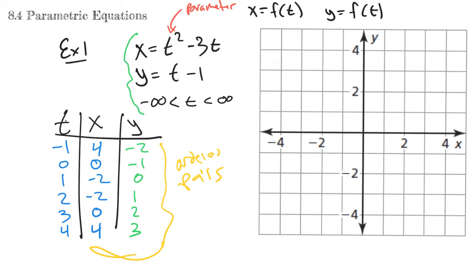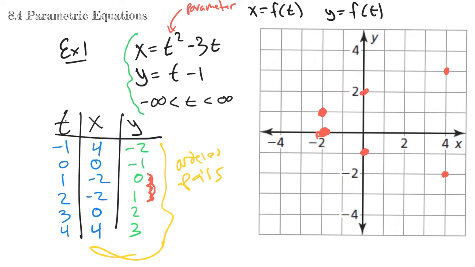Ordered pairs. And so we're going to plot those points on the graph. I'll start with 4, -2, then 0, -1, -2, 0, -2, 1, 0, 2, and 4, 3. Hopefully you see or are thinking, yeah, it looks like a parabola, and it is. That vertex is certainly happening somewhere between those 2 points. We could plug in 1.5 and get the vertex.